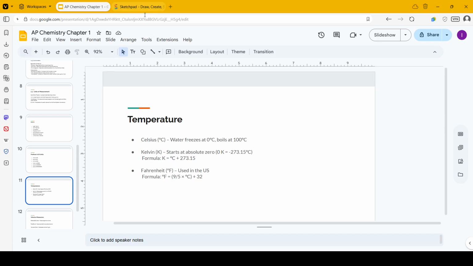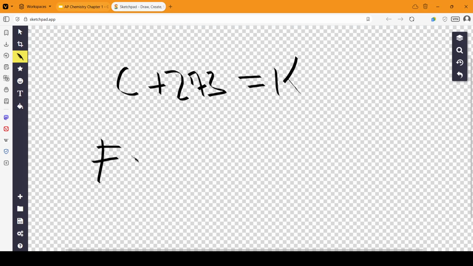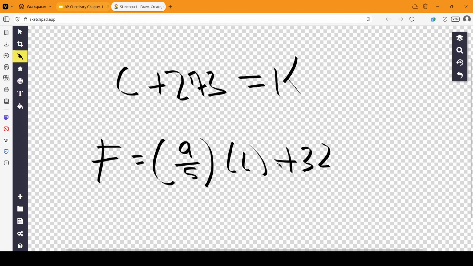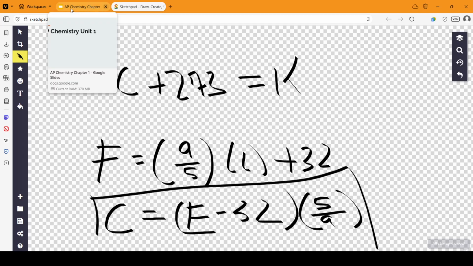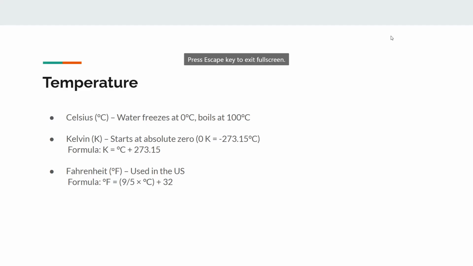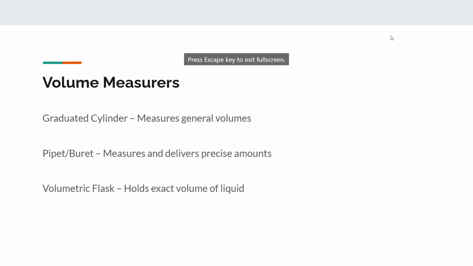As you can see here, we're given the Fahrenheit formula, which is F = 9/5 times C, where C represents Celsius, plus 32 degrees. And you can find Celsius when we're rearranging this because Celsius is going to be equal to F minus 32 times 5/9. So this is the Celsius formula if you were curious. I don't know why I don't have it on here. But the next slides will be pretty interesting. We're going to be learning about volume measures.